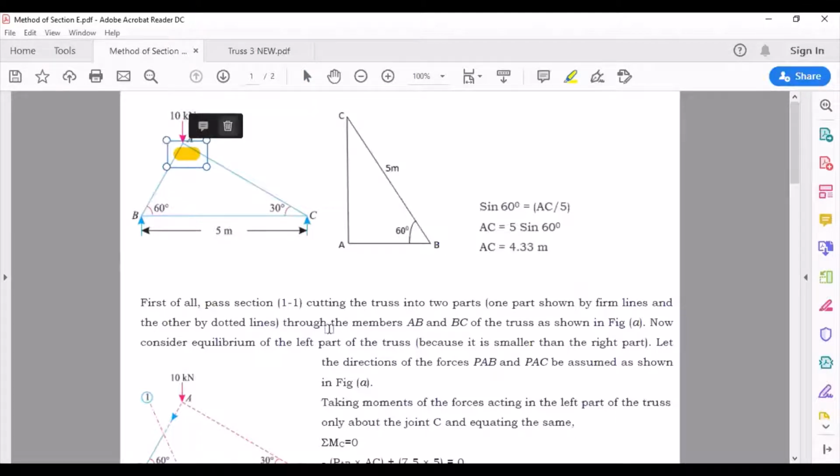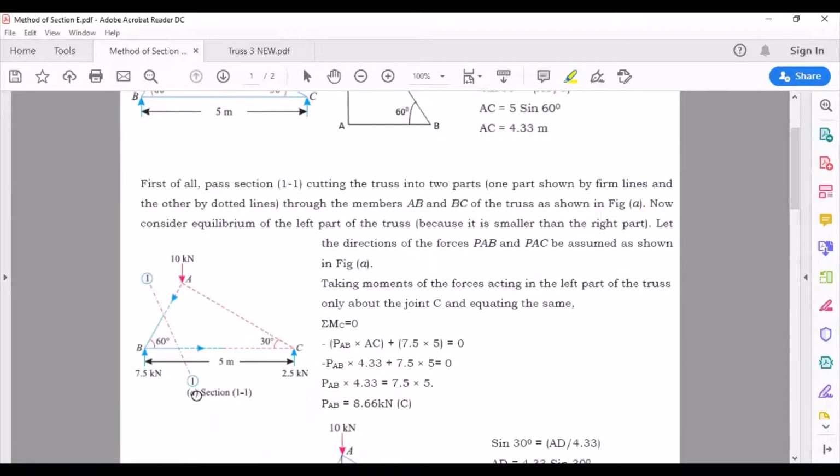Now, what I do is, initially I will cut the section 1 such that it cuts two of the members, AB as well as BC. Once I cut these two members, next I'll assume the directions. So these directions which are given are assumed directions. This section which cuts the two members needs to be analyzed now.